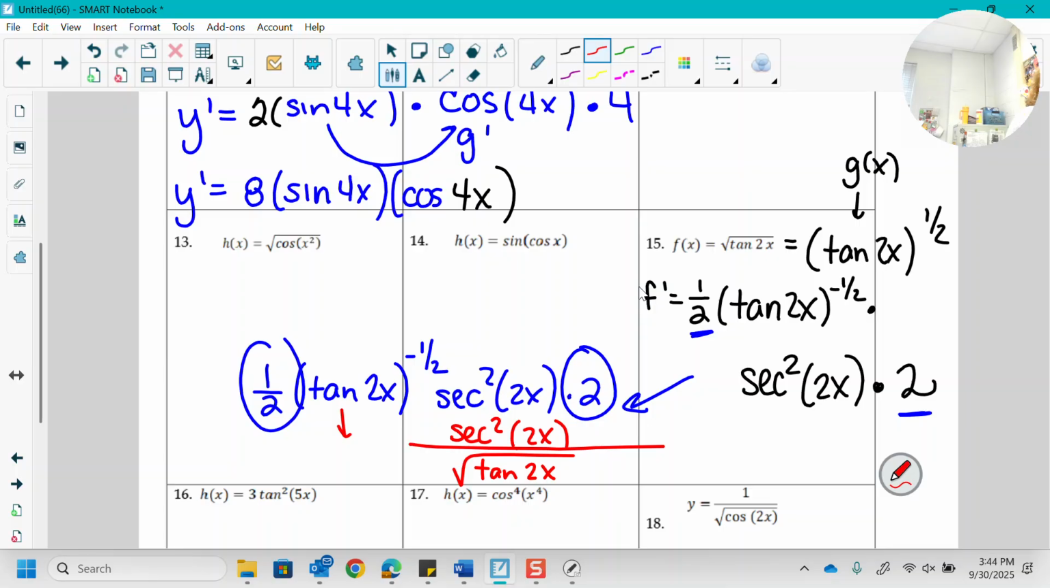Try 13 and try 11. They're going to work similarly. When you think about 13, you're going to think about the cosine of x squared all to the 1/2 power. The cosine of x squared is your g.